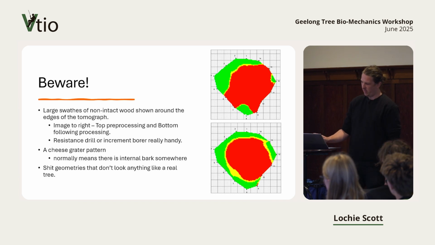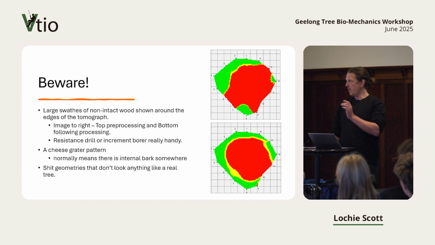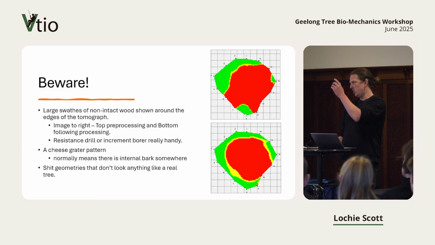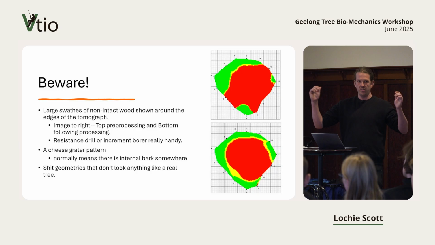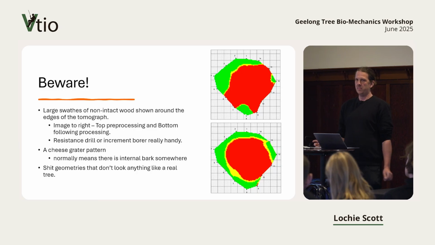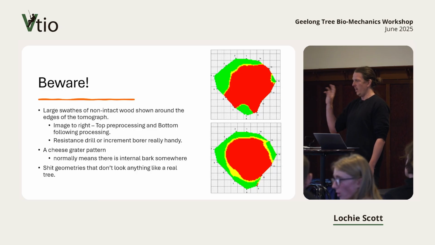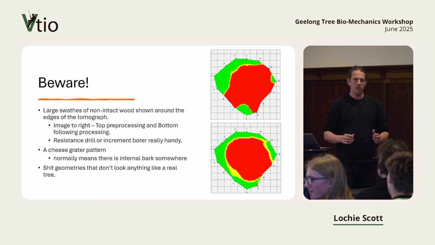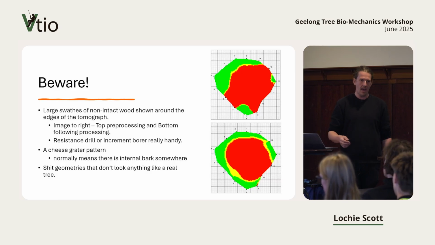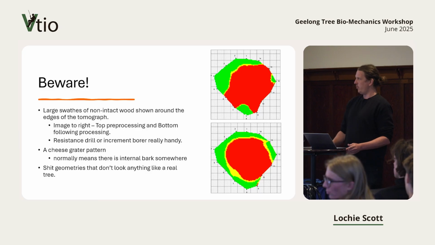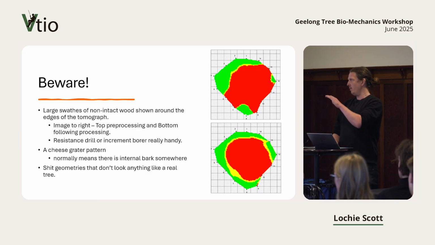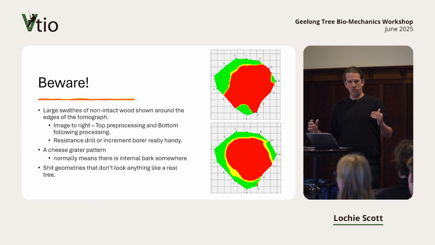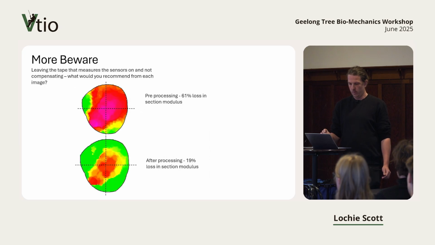So there are two big things to look out for. The other one is, like I said, bad geometries that don't look anything like a real tree. The distance between the sensors is really important. Some of the manufacturers will tell you it isn't, but they're lying to you. That's not right. They're just doing that to sell machines because they say it's easier. So you need a tomogram that reflects the cross-section of the tree. That's critical. I put more bewares here.